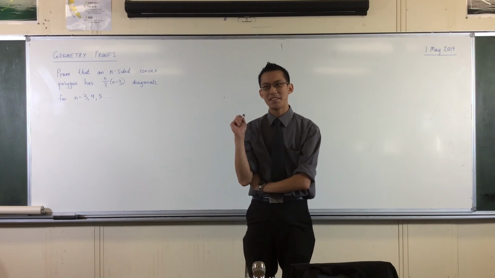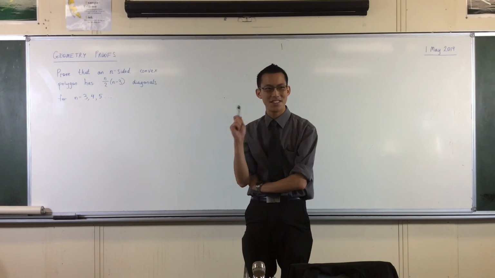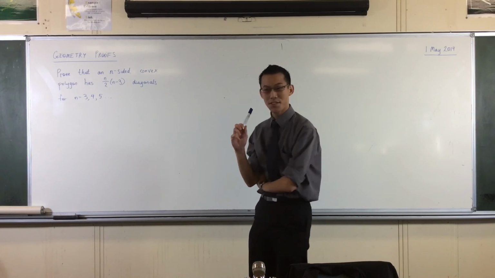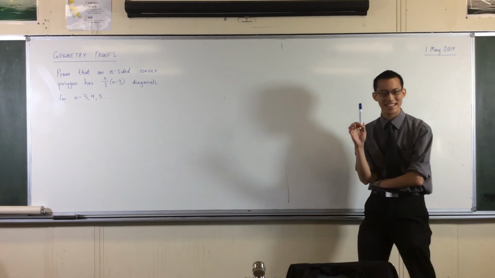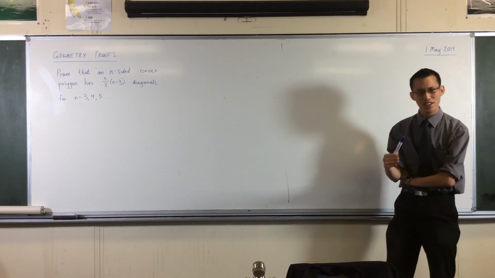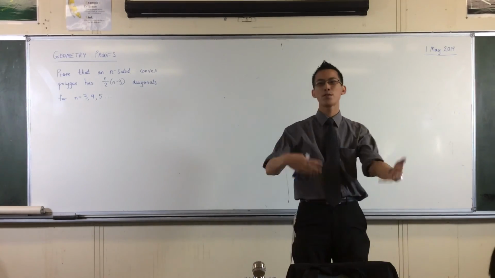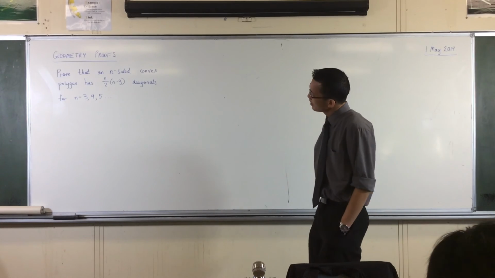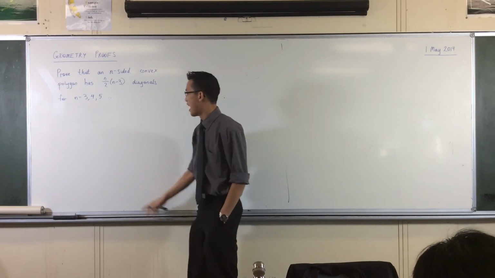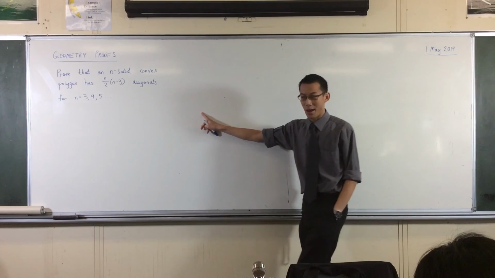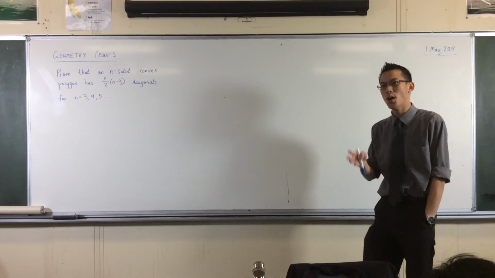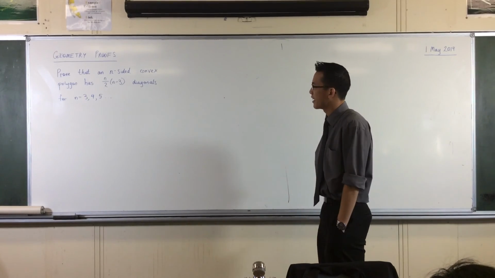This is not your grandma's kind of geometry proof. You've done plenty of geometry proofs in your years of maths, but usually you get one diagram, one situation, and they say, prove something about this, okay? This time, I've got an infinite number of diagrams, which is why you can see this is suitable for a proof by induction, okay?